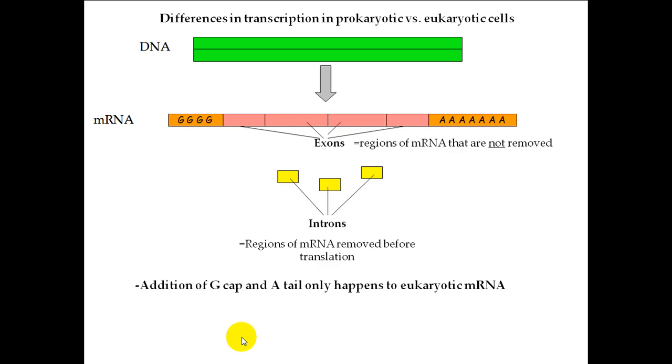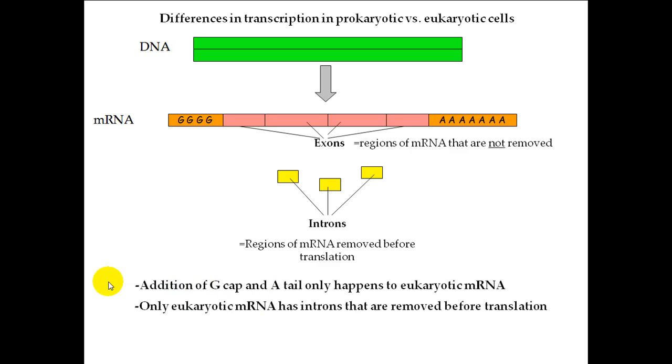So again, in summary, here are some differences in transcription between prokaryotic and eukaryotic cells. In eukaryotic cells, there is an addition of a G cap and an A tail. Also, this removal of introns before translation occurs only in eukaryotic cells. So there are more steps that occur in eukaryotic cells when the information on DNA is used to make RNA.